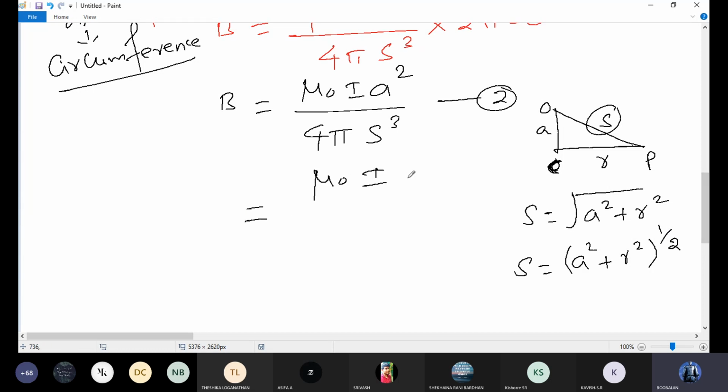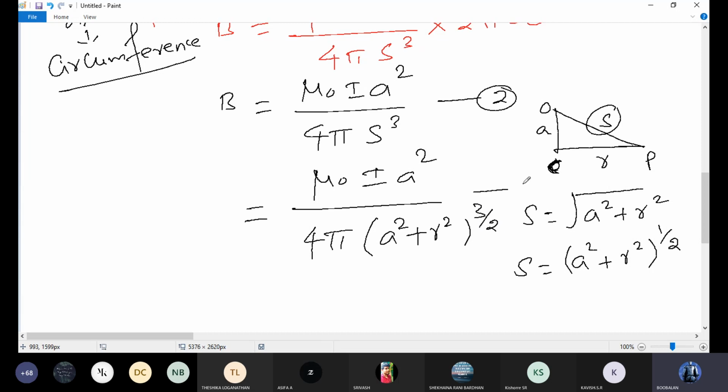Mu naught I A square divided by 4 pi. What is the value of S cube? A square plus R square, power 3 into 1 by 2, that is 3 by 2. This is equation number 3. This is the B formula, B means magnetic field. Now the magnetic field direction is along the positive x-axis, the x direction.